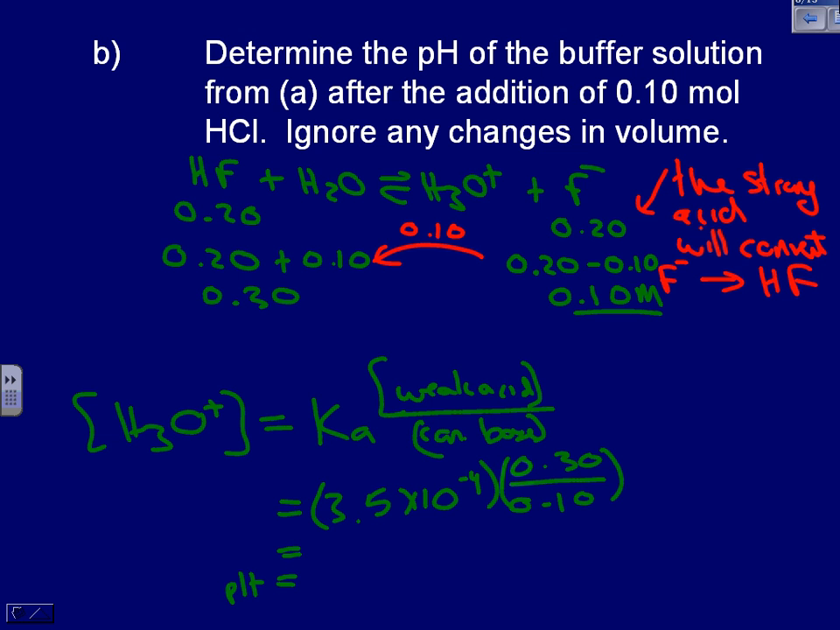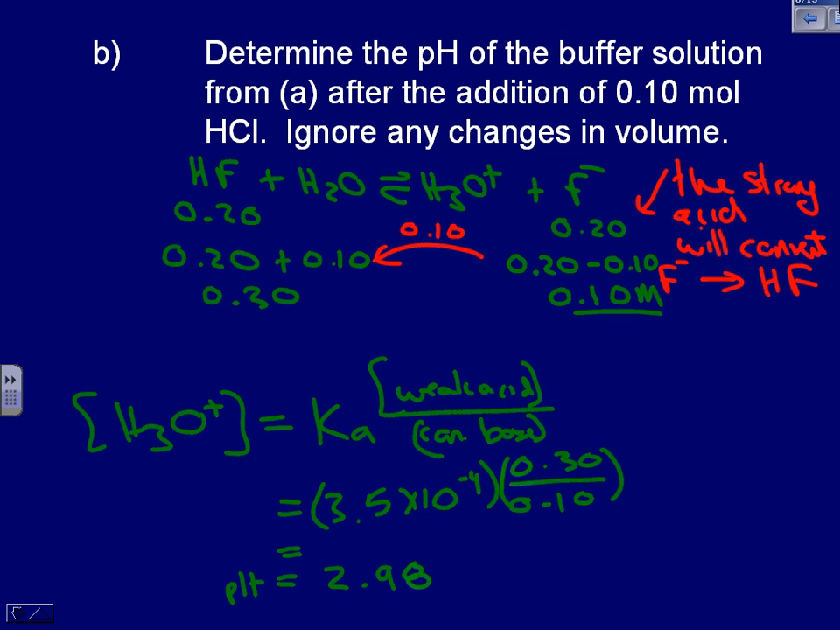For some reason, students fear buffers, but the mathematics is easy. We simply use the buffer equation, and all we've got to do is figure out how much weak acid and conjugate base there is and put it in the equation, and you've got it. What do I have for H3O plus and then pH? Mike, what do you got? Well, give me the pH if that's all you've got. 2.98. We like that? All right.